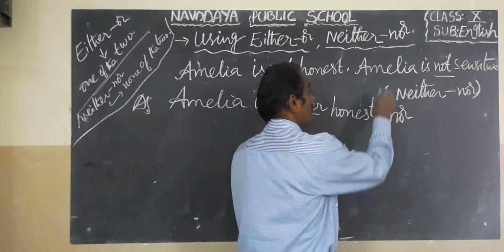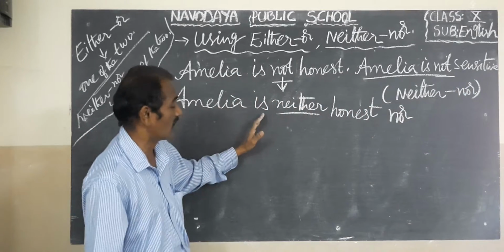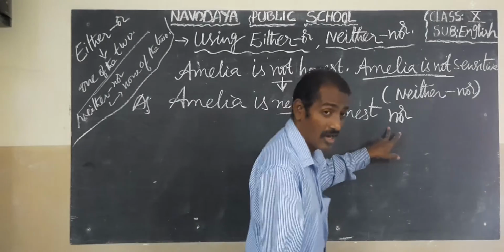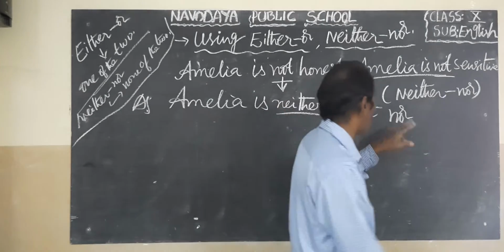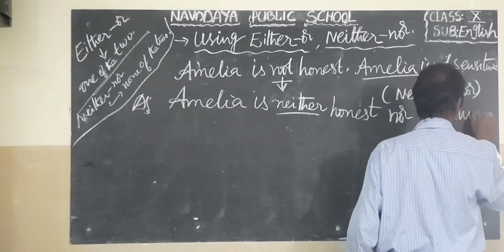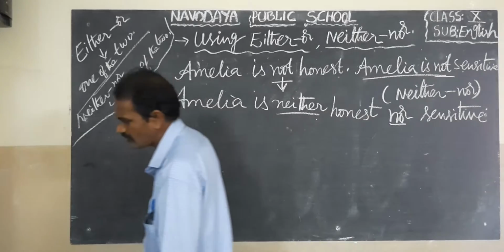Okay, children, because 'Amelia is' is already given, 'Amelia is not' is already there. So we should write Amelia is neither honest nor, where nor is the conjunction. What is the remaining part of the sentence? Sensitive. So here is neither nor.